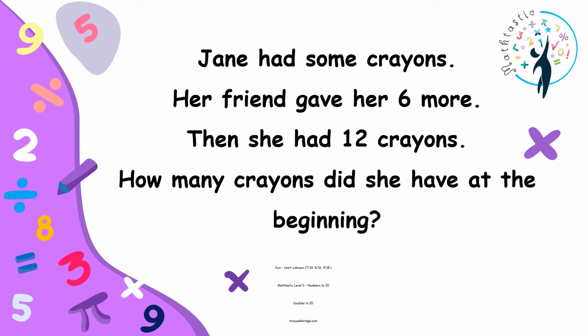And then we reveal the next line. Her friend gave her 6 more. Okay, so she got 6 more. What does that mean? Again, have a conversation. What does it mean to have 6 more? And then we go to the next line. Then she had 12. Then you go back and reread all of it, and you start to think, okay, what possible things am I going to be asked to do next? And then finally, you get to the question, how many crayons did she have at the beginning?